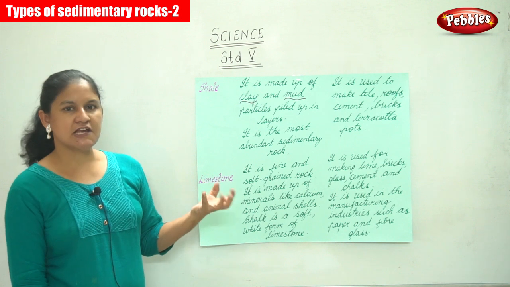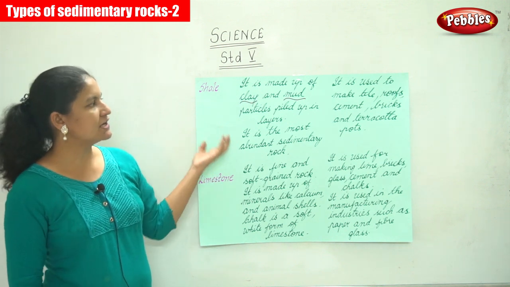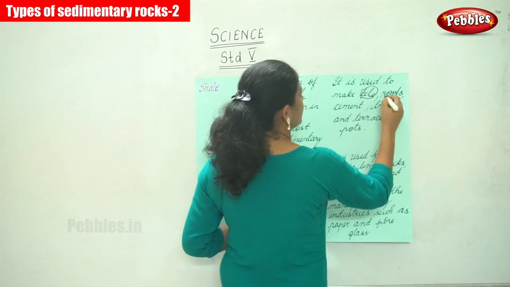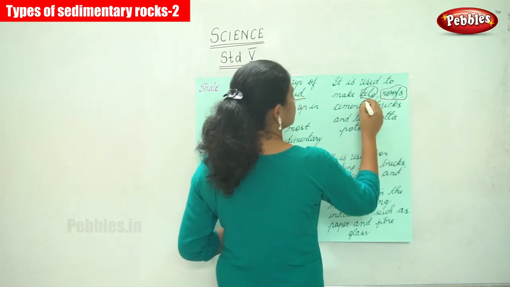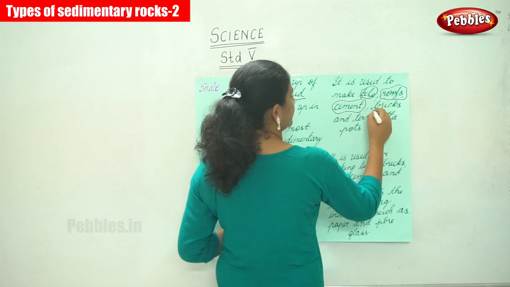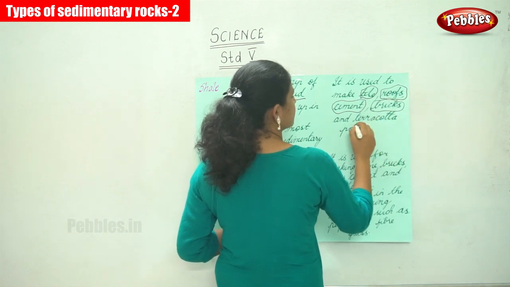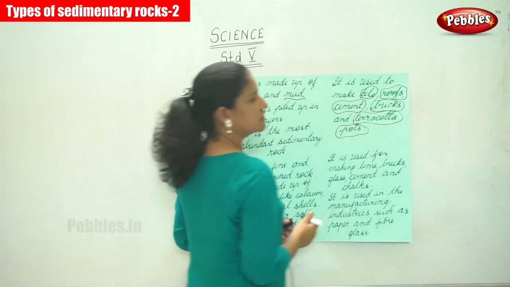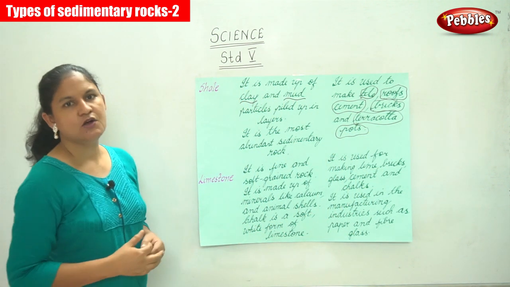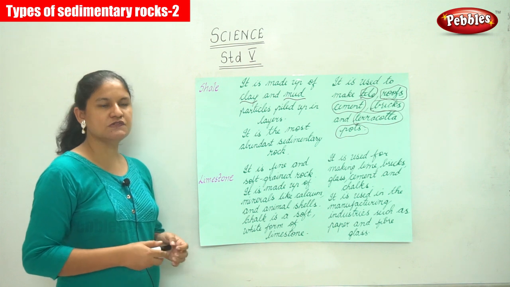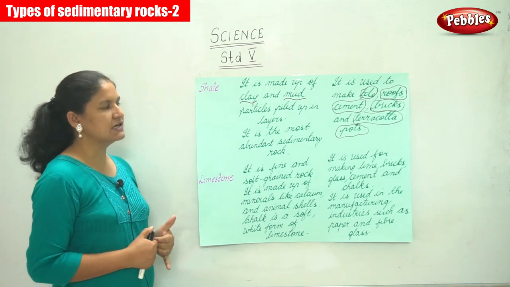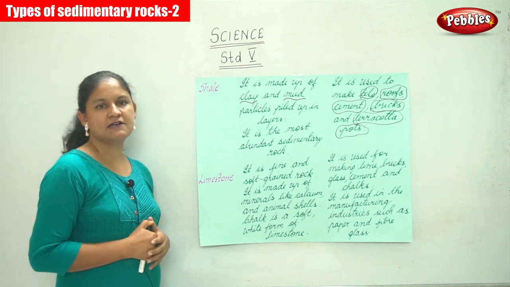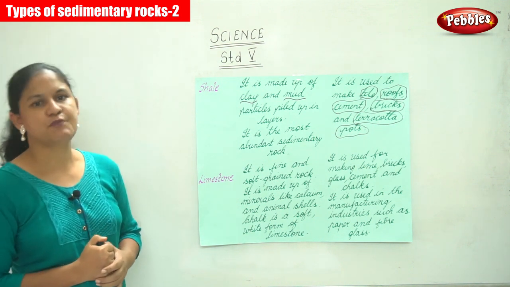What is shale used for? Shale is used to make tiles, roofs, cement, bricks and terracotta pots. So talking about the uses of shale, we see that it is used to make tiles, roofs, cement, bricks and terracotta pots.